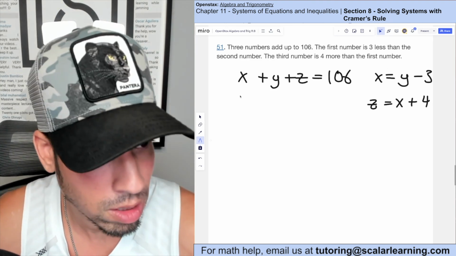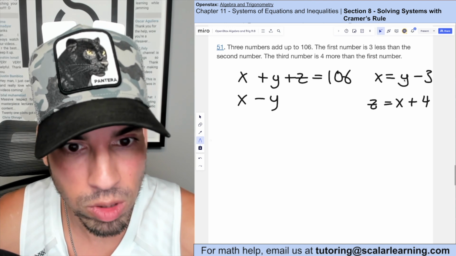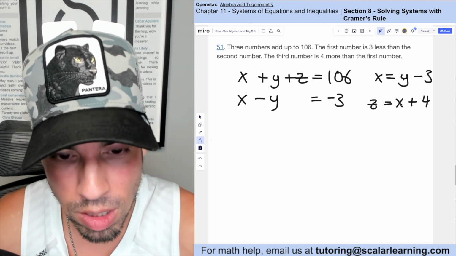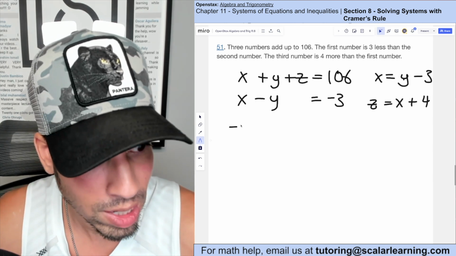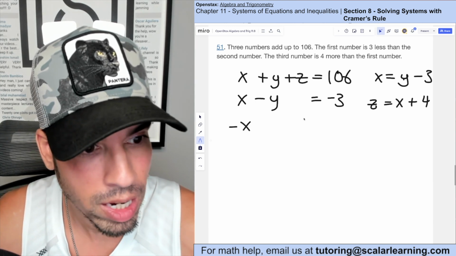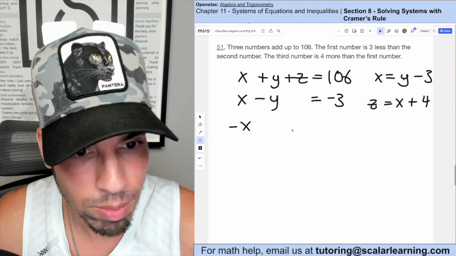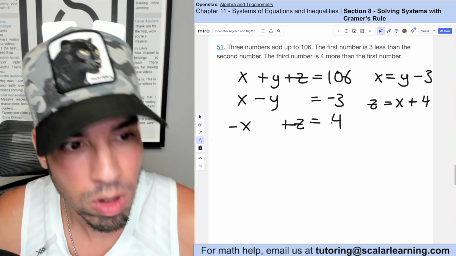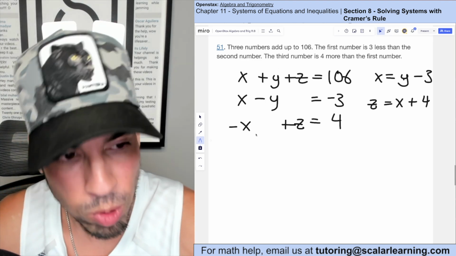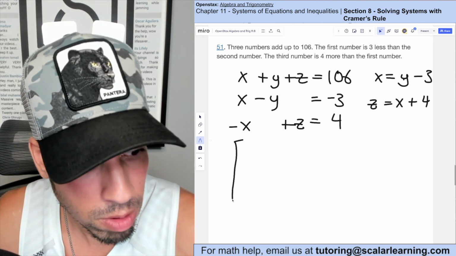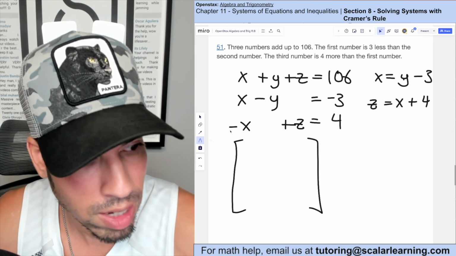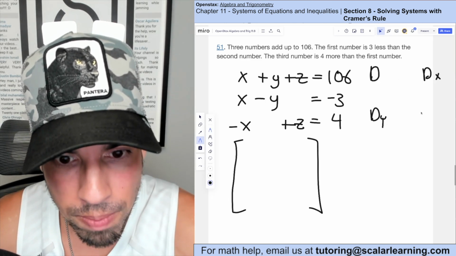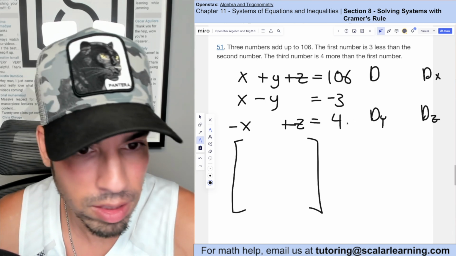So check it out. I'm going to subtract y from both sides for this one, and we're going to leave that negative 3 over here. For this one, I'm going to subtract x. So we got a negative x, we got 0 for y, and then we got a positive z over here, and that's equal to 4. So now we got this great triple system, and now we can set up our first matrix. Again, we're going to have to calculate d, dx, dy, and dz to get these three values.